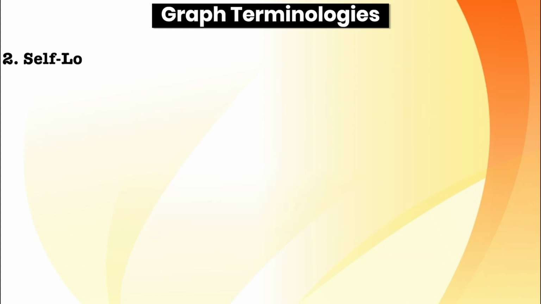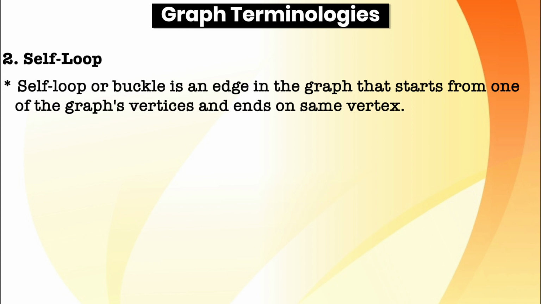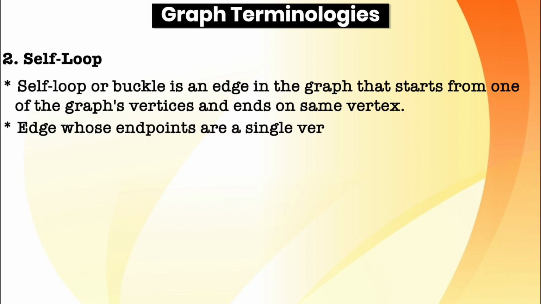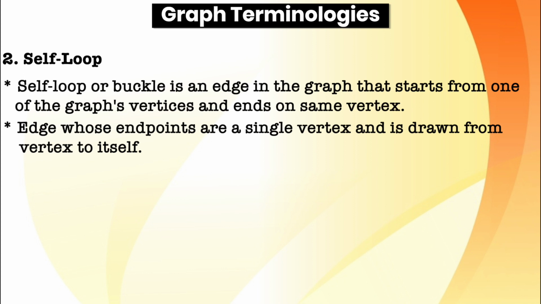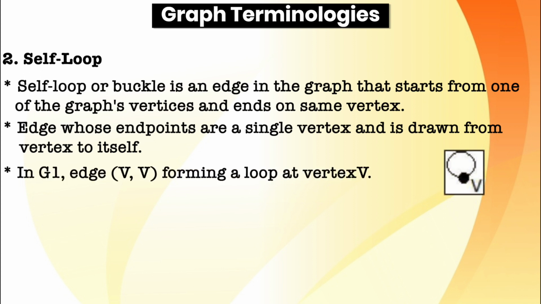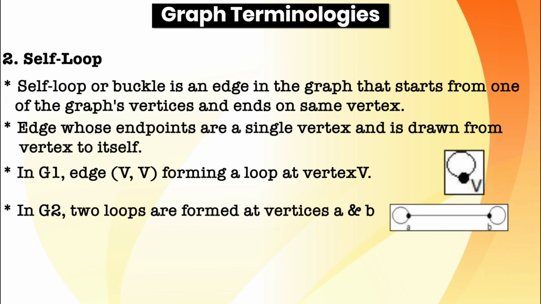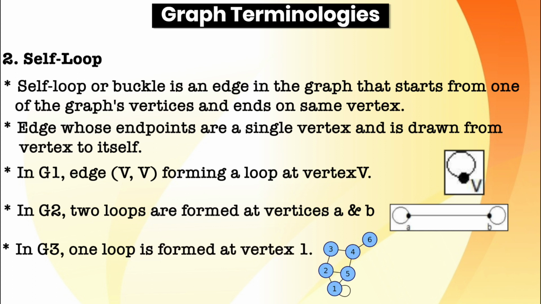Second term, self-loop or buckle, is an edge in the graph that starts from one of the graph's vertices and ends on the same vertex. An edge whose endpoints are a single vertex and is drawn from the vertex to itself is called a self-loop. For example, in graph G1, V is a vertex for which it has an edge V and V forming a loop. In graph G2, there are two loops formed at vertices A and B. In the third example, that is in graph G3, there is one loop formed at vertex 1.